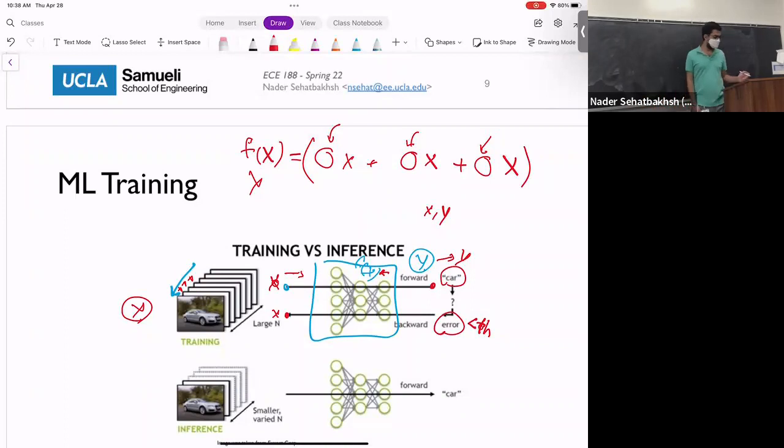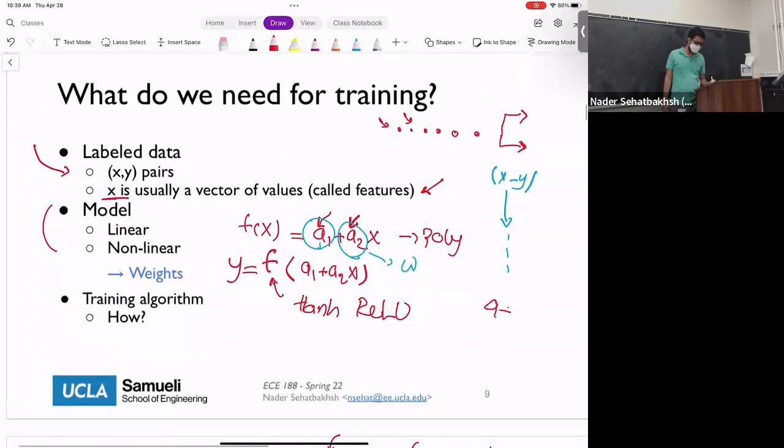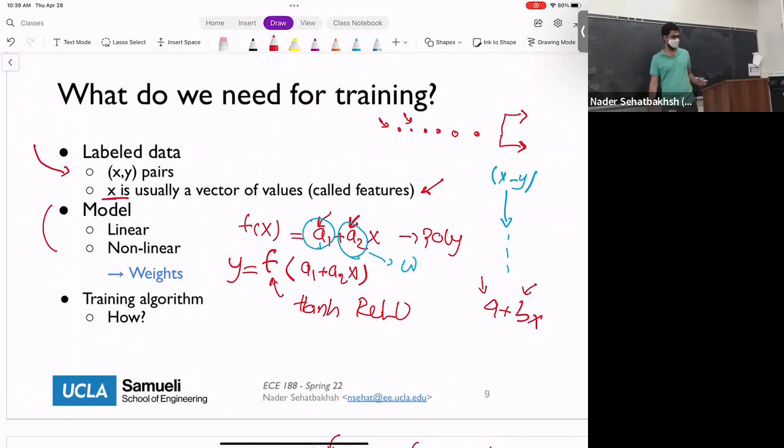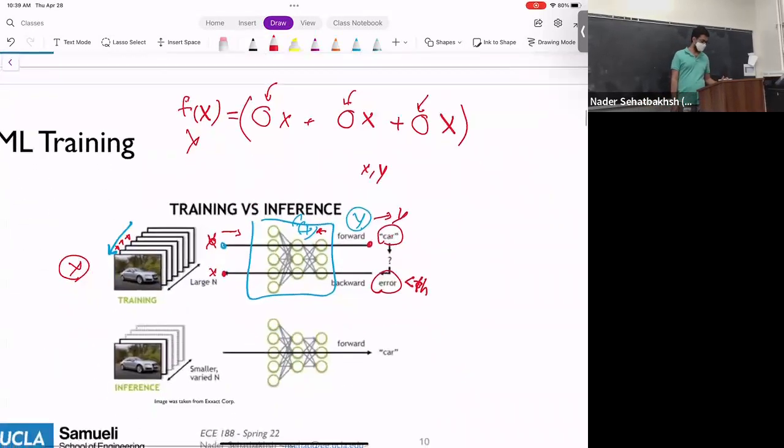But for now, think about a simple linear function like a plus bx, something like that. So in this case, our weights are a and b. Any other questions?